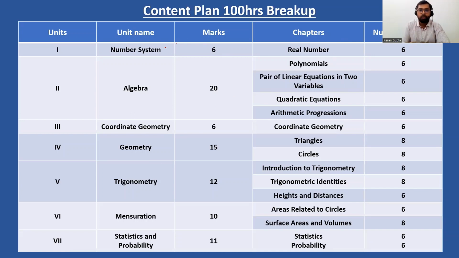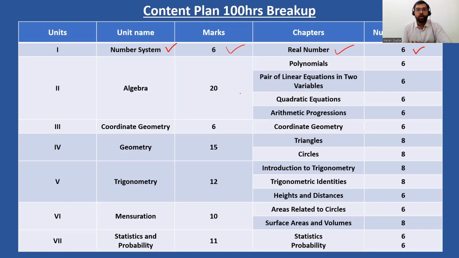If I talk about the number system, the very first unit, it has a weightage of 6 marks, and in that we will be discussing real numbers. You have studied number system from grade 7, isn't it? Coming to class 10, we will be discussing some very interesting new concepts like the fundamental theorem of arithmetic, its application, HCF, LCM, and a lot of things. We will be devoting around 6 hours. We will be studying a few concepts, doing questions, studying concepts, doing questions. This will be the flow.